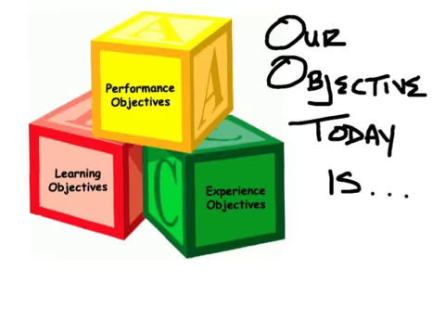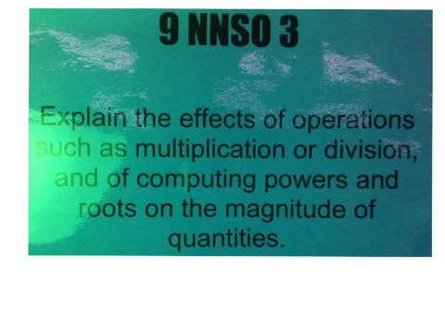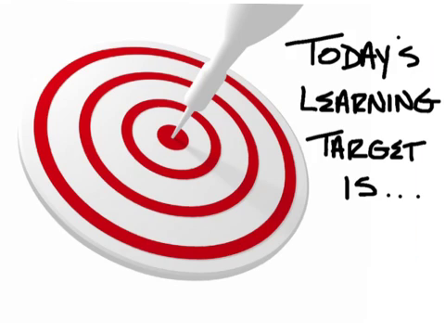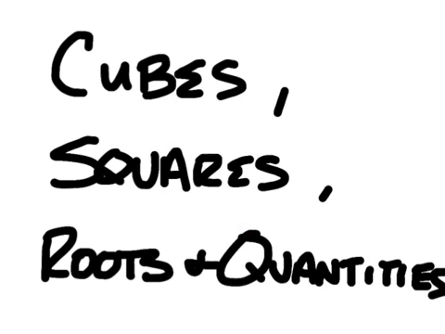The objective today is the following. 9th grade number sense and operations, number 3. Same as yesterday. The learning target is cubes, squares, roots, and quantities. It'll look more like last night's homework, which was a stretch from what we did in class yesterday, but you still did well on it. You have a test tomorrow. We'll check homework first, then you'll take a test over everything we've done since the last test.